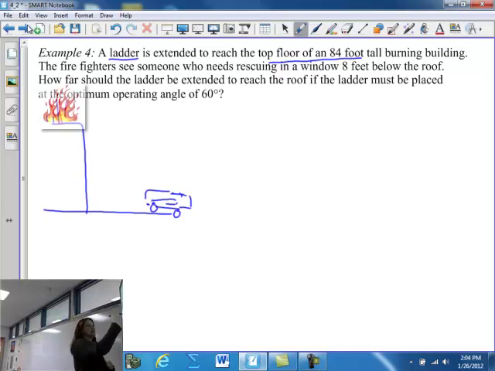Welcome to Art Class 101. And there's a little window here, okay? The building is 84 feet tall. Okay, this is what we know so far, yes?